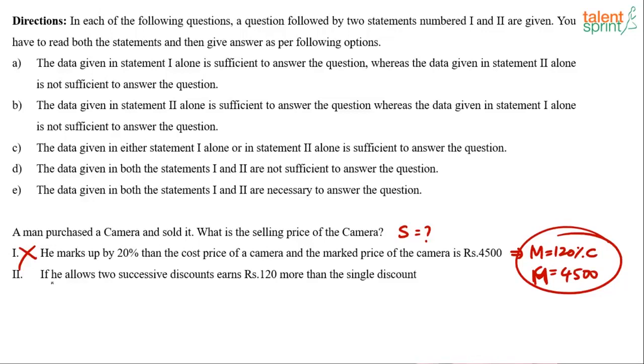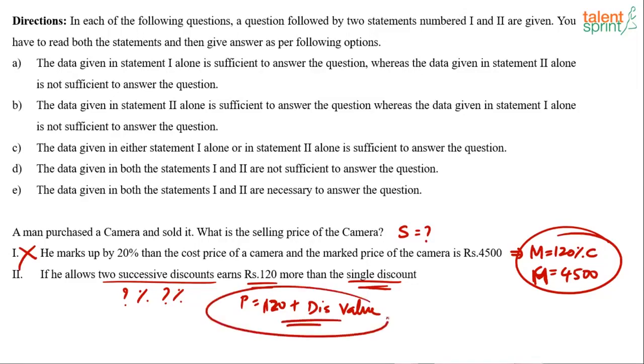Look at statement 2. He allows two successive discounts and earns 120 more than the single discount. Now, he allows two successive discounts is fine, but what percentages? We do not know. He earns 120 more than the single discount, so profit is 120. But what is the discount? Unless we know the discount, we cannot do anything about it, right? All we know here is profit will be 120 more than the discount value.